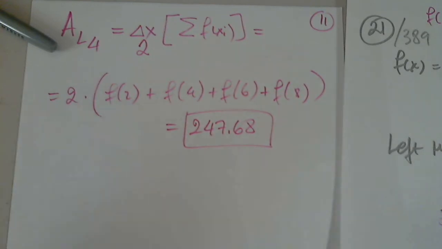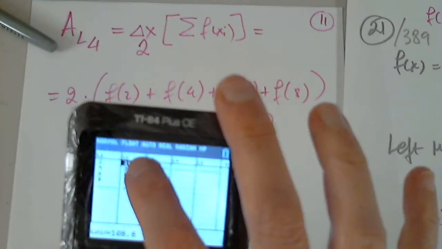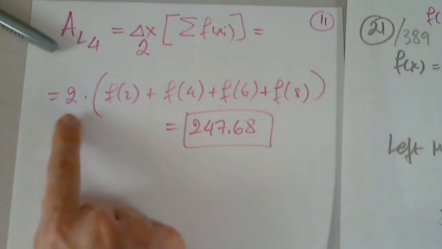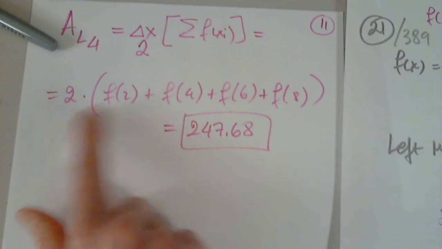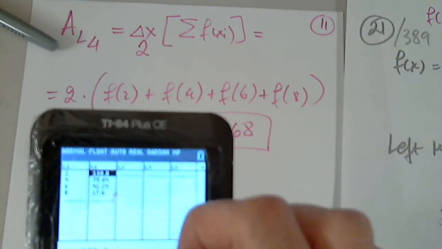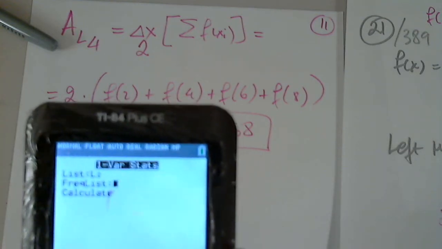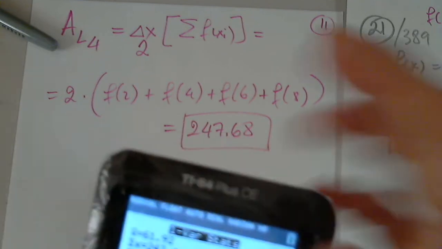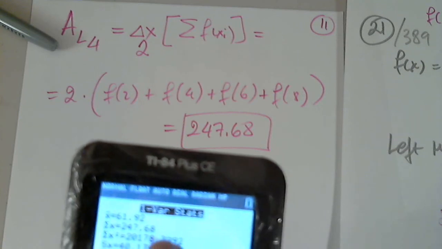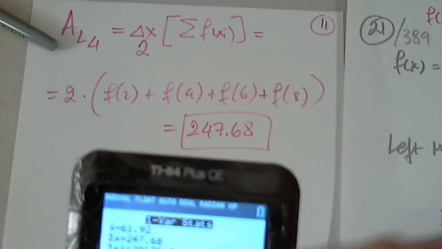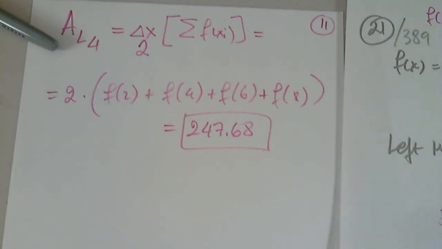Put the x values in the list, then create in list L2 the entire function: 2 times f of 2, 2 times f of 4, 2 times f of 6, 2 times f of 8. And then on list L2, you run one-variable stats, and it gives you the sum. Not the first one, that's the mean. Not the sum of x squared, but just the sum of x. So it's adding all those 4 up that you have in list L2. And that's the fastest way, I think.